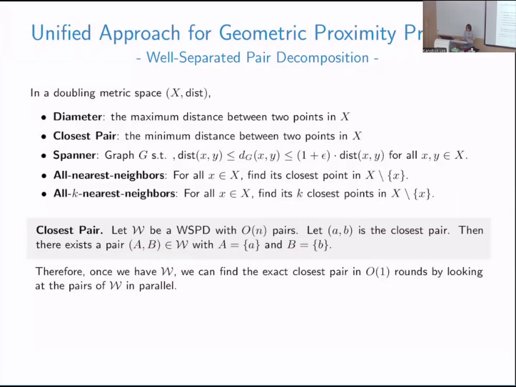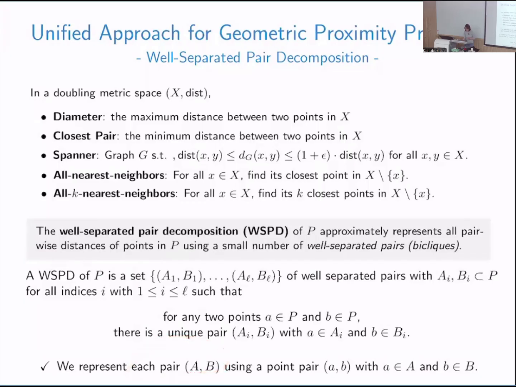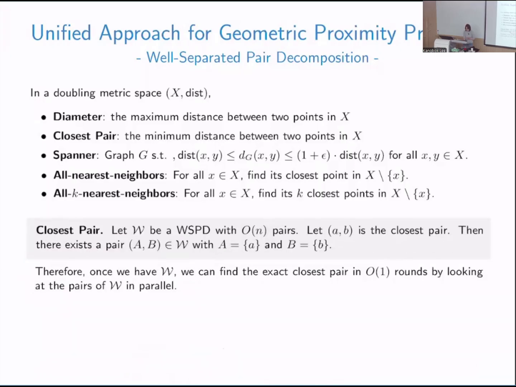As I mentioned earlier, for each pair we keep just one representative point pair. In this case, A, B, this closest pair should be a representative pair. Therefore, by comparing the distances of all representative pairs, we can find the closest pair. And all other problems can be solved in a similar way.